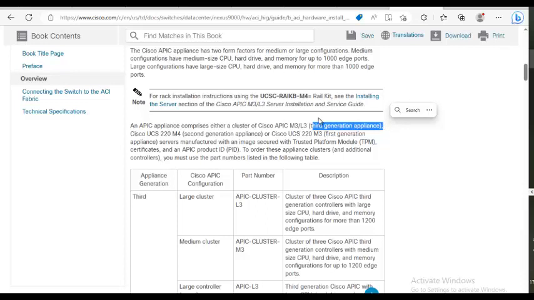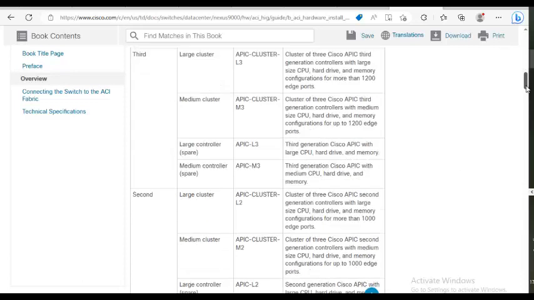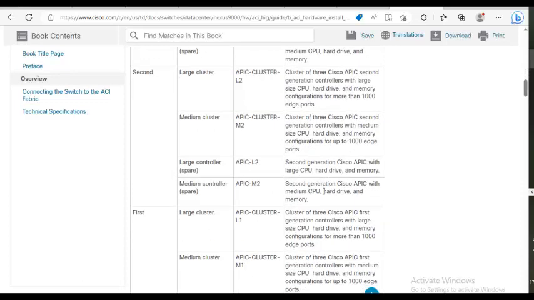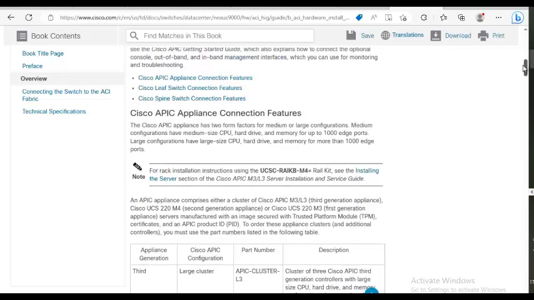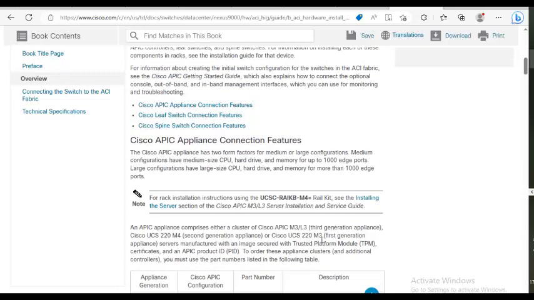That's the third generation. That is where you will have either medium third generation APIC or a large third generation APIC. But the server is M4 server. Here they're not talking much about server. Here they're only talking about the generation of APIC. First generation, you call it as M1. But it runs on which server? M3.